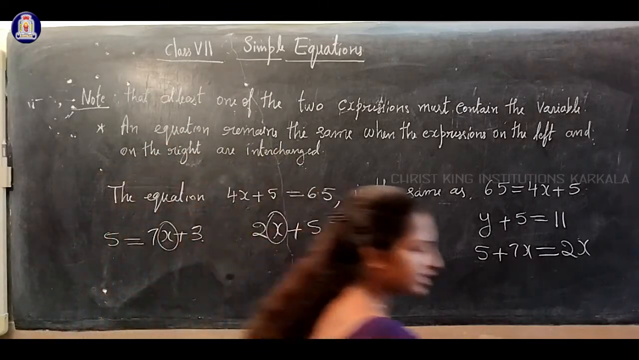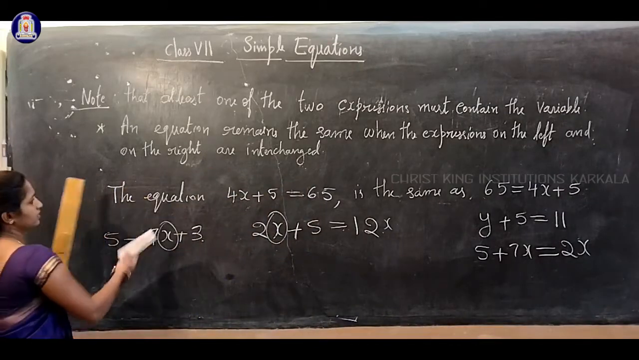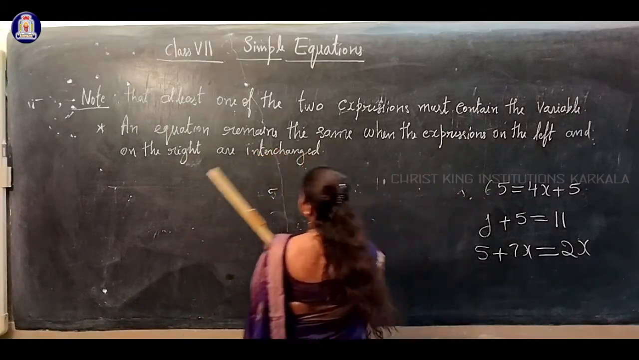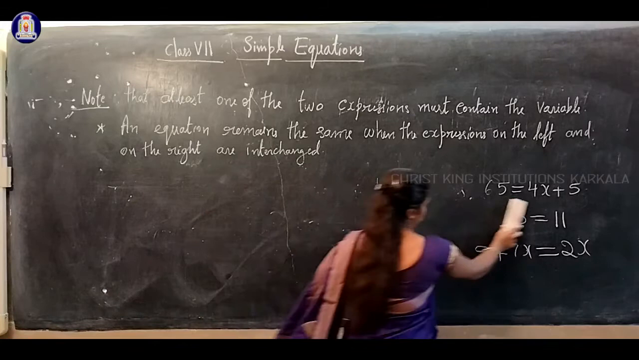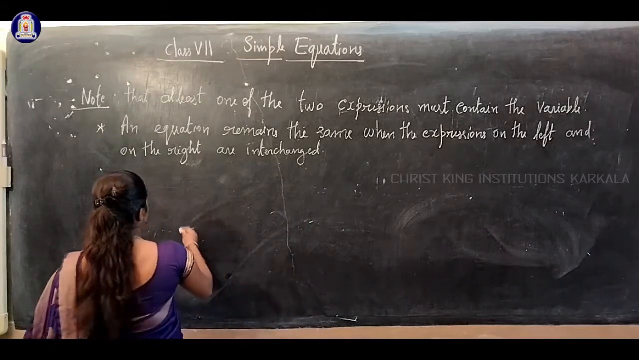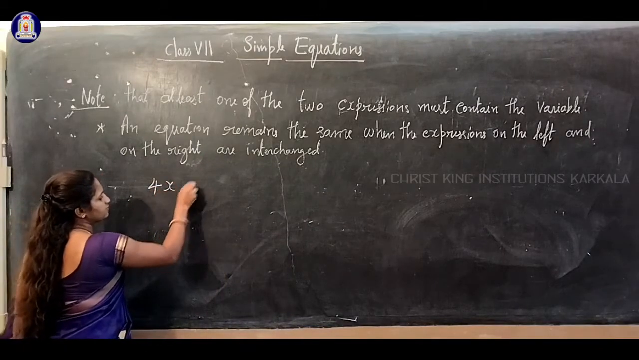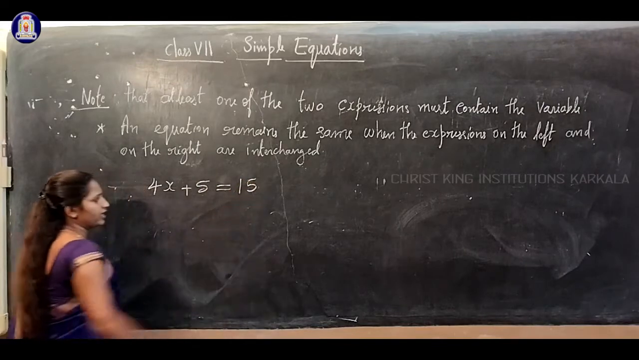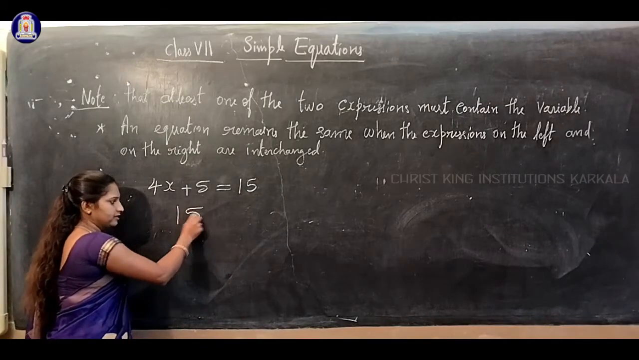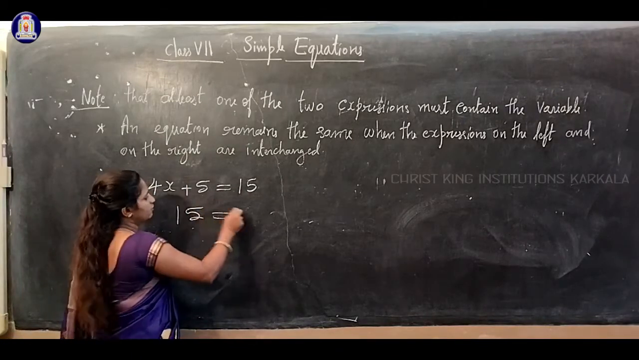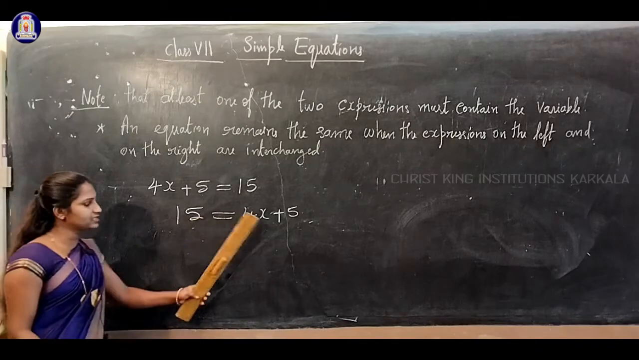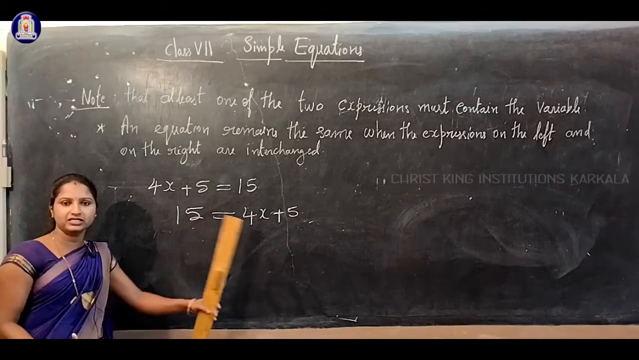The equation will remain the same when the expression on the left and the expression on the right are interchanged. If you interchange, it also remains the same. The value remains the same. For example, if I write 4x plus 5 is equal to 15, this is the equation. If I write 15 in the left hand side and 4x plus 5 in the right hand side, is the value of the equation changed?